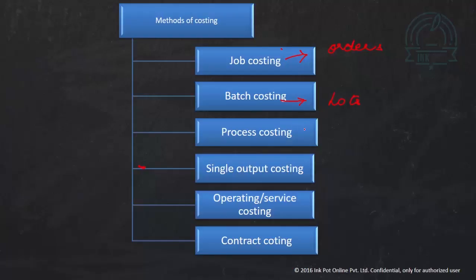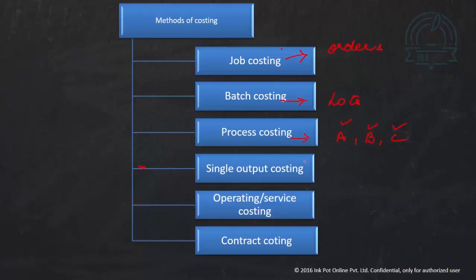Process costing is when the product is manufactured by different processes. Like we have process A, we have process B, we have process C, and then the final output is being produced. So we calculate the cost of process A first, then the cost of process B, then the cost of process C, and then we accumulate the total cost to get the cost of the product.